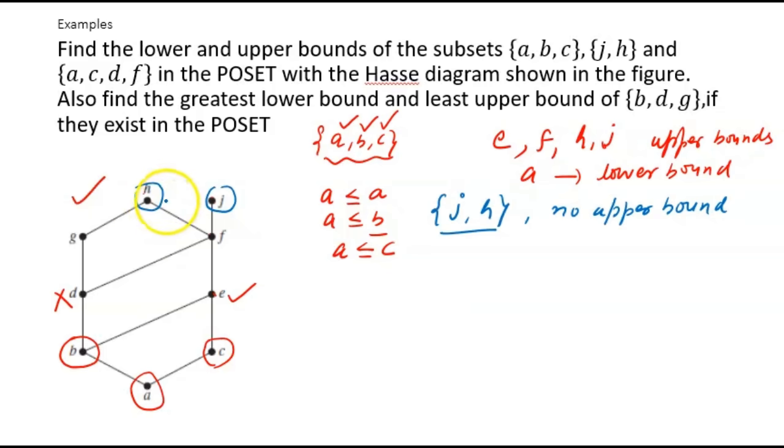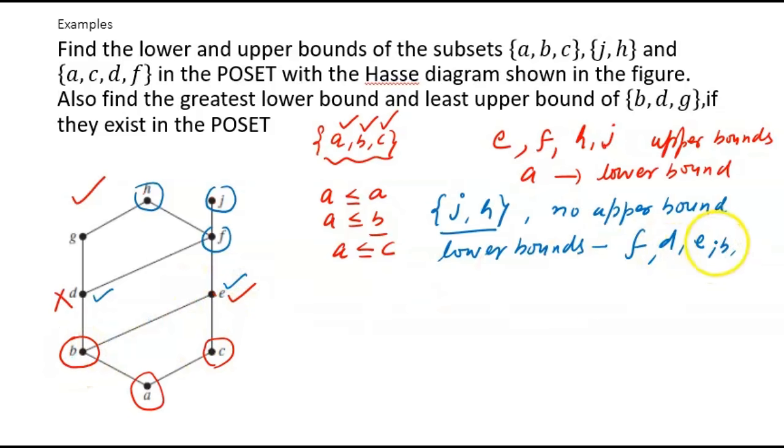But if I ask you what the lower bounds for J and H are, then clearly F will be a lower bound, because F is less than both J and H. Clearly D will also be a lower bound, because D is less than F, and F is less than H and J. Let us write the lower bounds so that we don't miss anything. There will be a lot of lower bounds in this case. F will be a lower bound, D will be a lower bound, E will be a lower bound, B will also be a lower bound, C will also be a lower bound, and A will also be a lower bound.